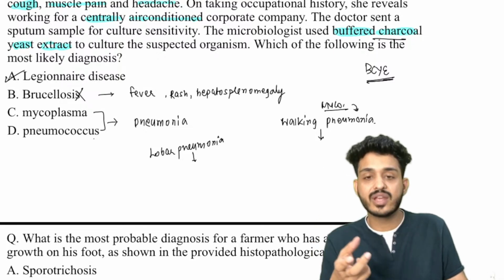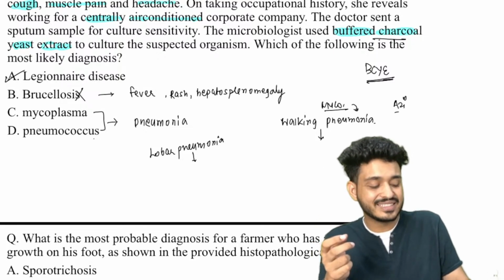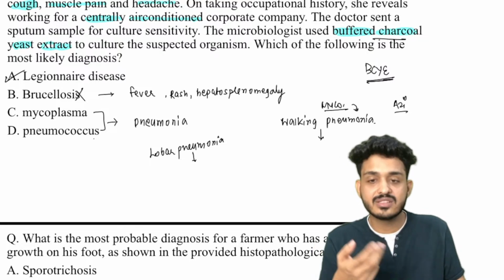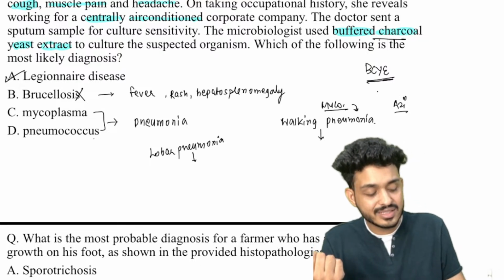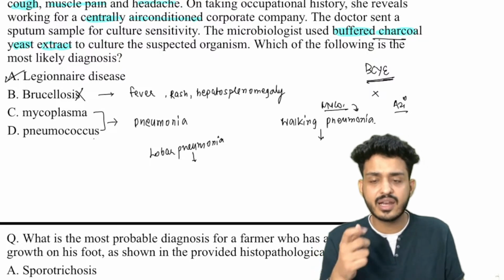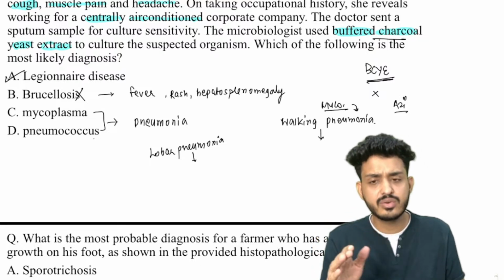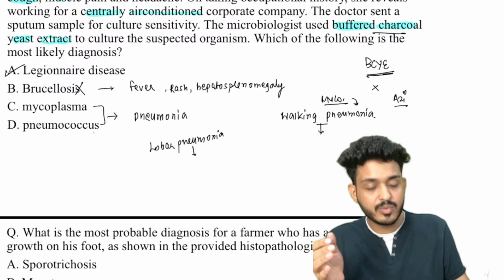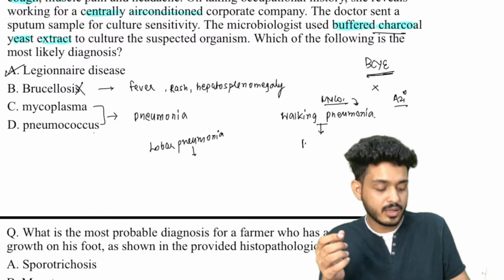In walking pneumonia, the drug of choice will be azithromycin. In mycoplasma, we use azithromycin because it does not have a cell wall, right? So we cannot use any cell wall synthesis inhibitor like penicillin or amoxicillin, okay? So what is walking pneumonia?